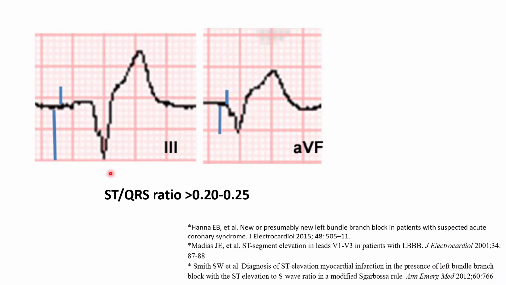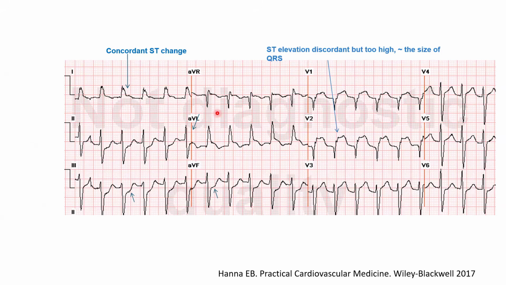So the old Sgarbossa criteria use 5 millimeter discordance to suggest a STEMI. That turned out to be insensitive and non-specific for STEMI. So use the relative discordance as I've described in one paper and as described by other authors such as Dr. Smith. Also in my paper, a T-wave discordance, meaning a discordant T that is over 50% of the QRS, was also suggestive of STEMI. So ST that is more than 25% of QRS and T that is more than 50% of QRS.